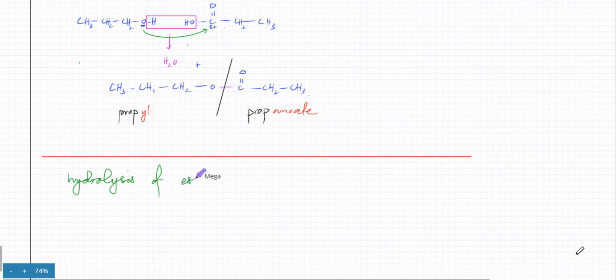I have a question. Yes. How is the oxygen attracted to the carbon?